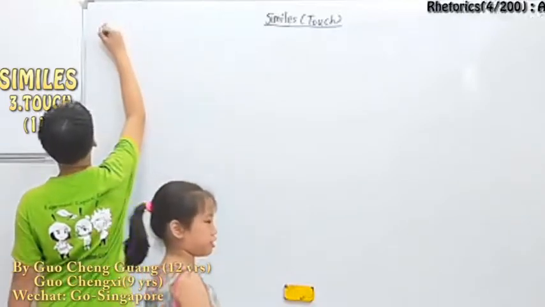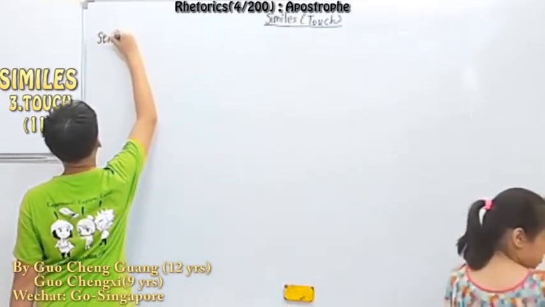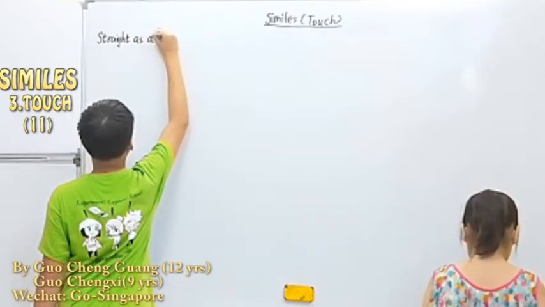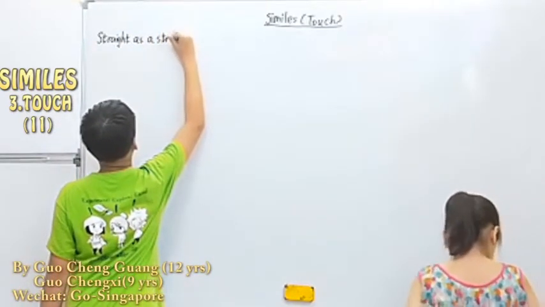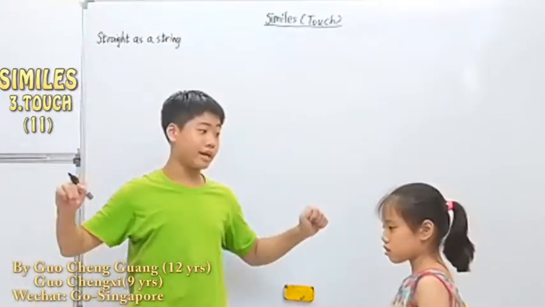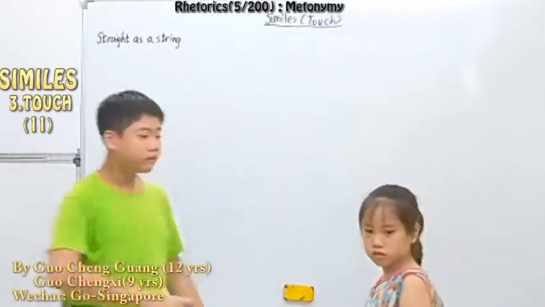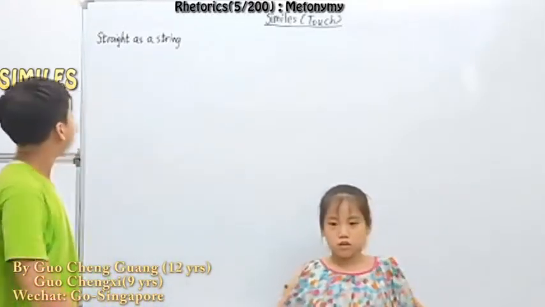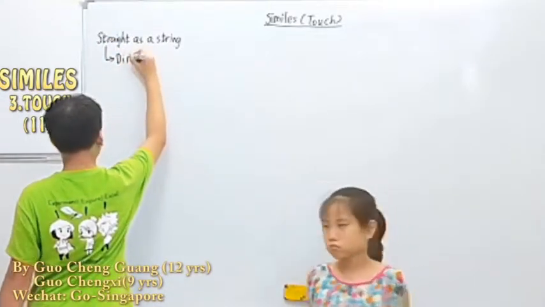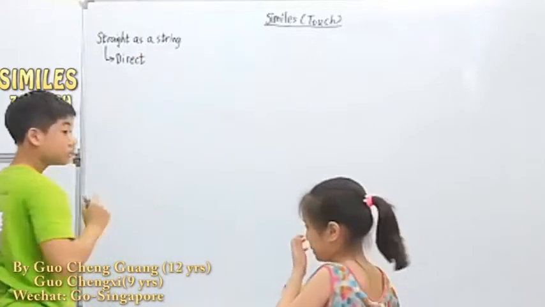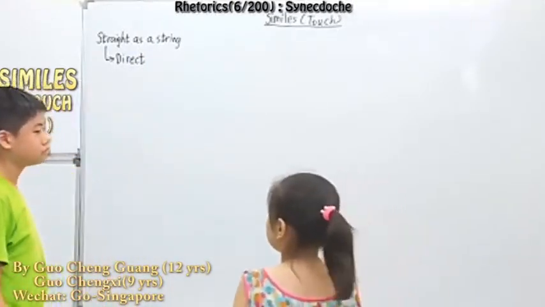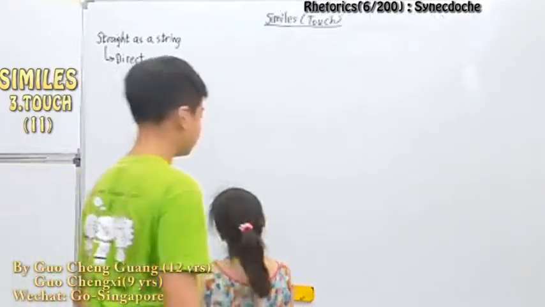Straight as a string, it just means straight. And this part, straight as a string. A string, when you just keep pulling it, it becomes just straight. It just goes directly, right? Yep. So you can say it is direct. Well, that will be a synonym for straight. Okay, so I can say, hey, this is straight as a string.